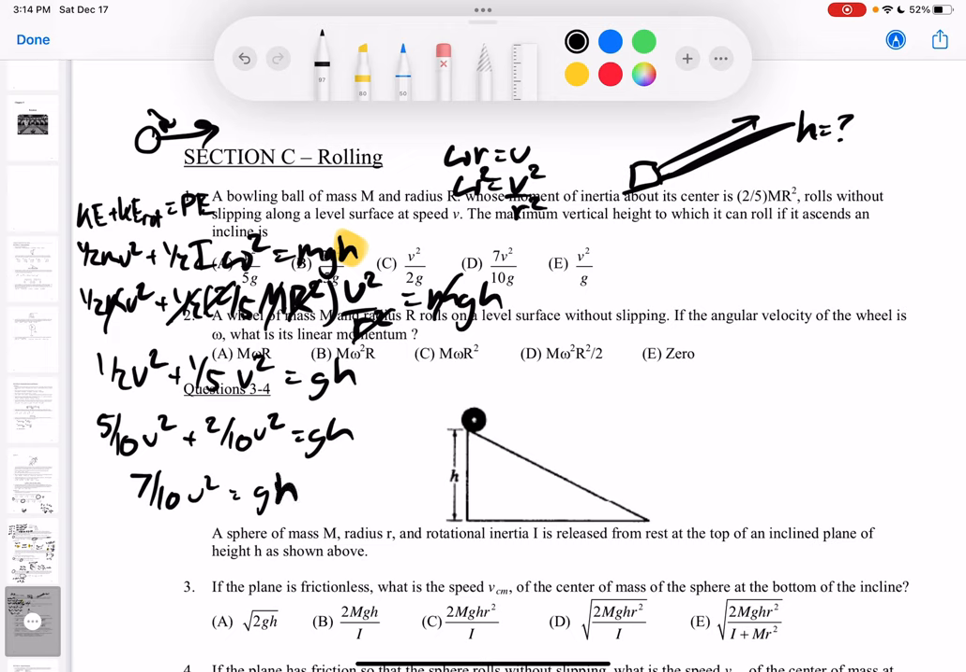And then I just need to divide by g. So I'll have 7v squared over 10g equals h. And so that would just be d. 7v squared over 10g.